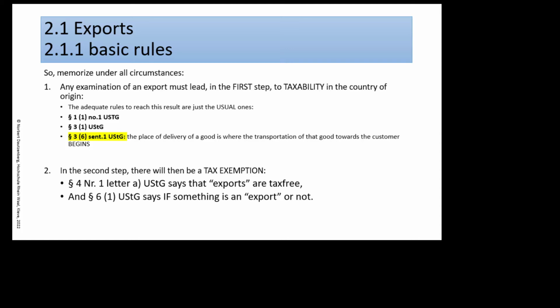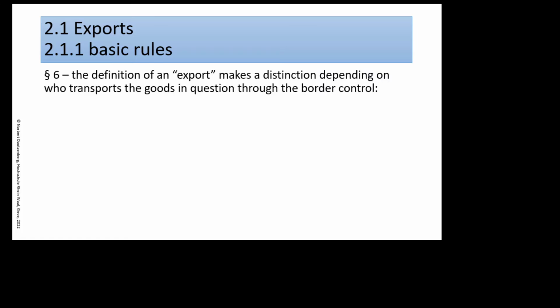Paragraph 4, number 1, letter A of the Umsatzsteuergesetz says that exports are tax-free, and paragraph 6 then says whether something is an export or not. So a very simple structure for solutions. Let's have a look at paragraph 6, the definition of such an export.